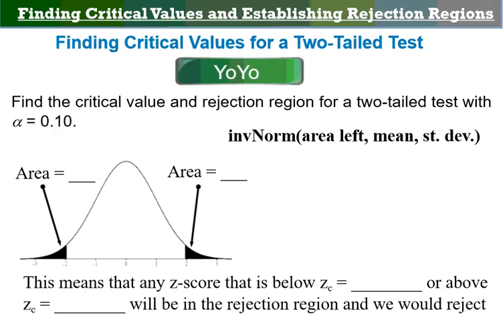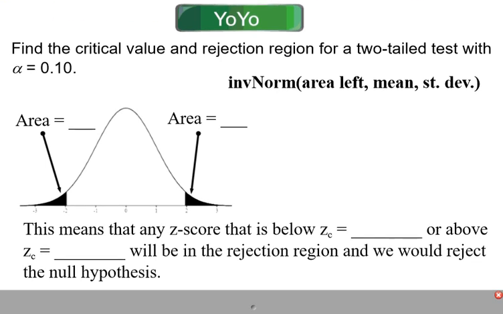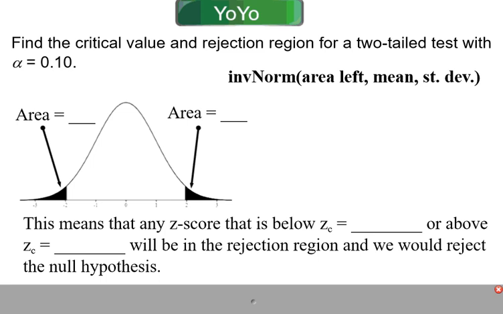I'm going to give you a chance to try one. I want you to find the critical values and the rejection region bounds for a two-tailed test if our confidence level, significance level, is set to be 10%. So you give it a go, come back after you've had a chance to try, see how you did.